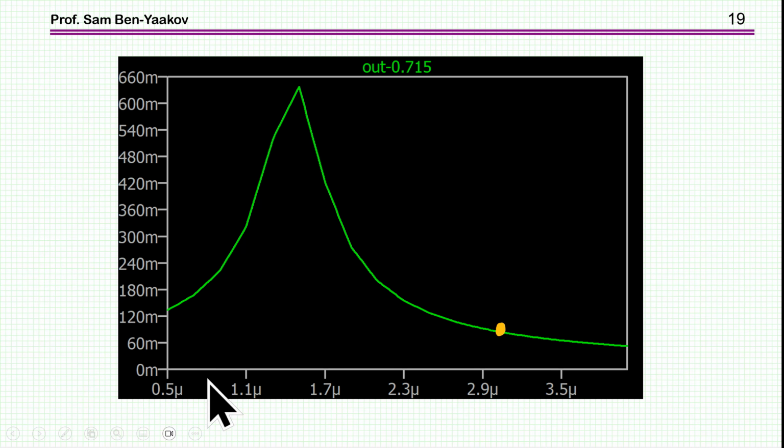Again, if I'm sweeping the capacitor, now we've been here at 3 microfarad, and this is what we got. But if the capacitance would have been smaller, the resonant frequency would have been close to the 70 kilohertz, and then we'll have a much larger ripple.